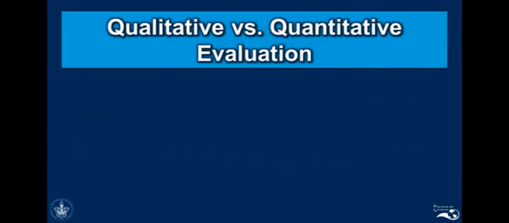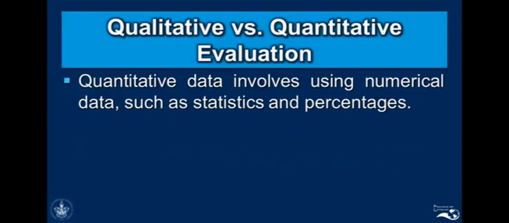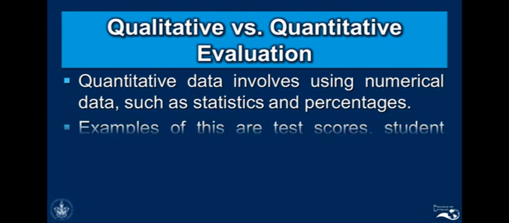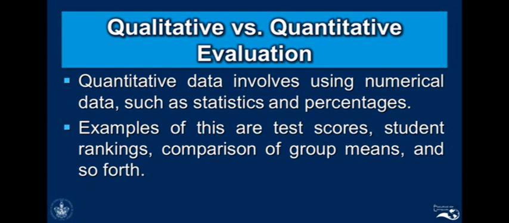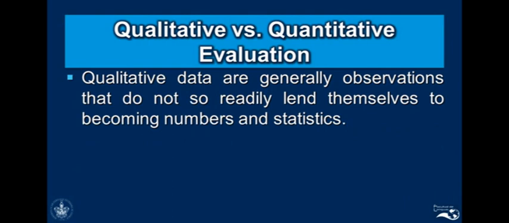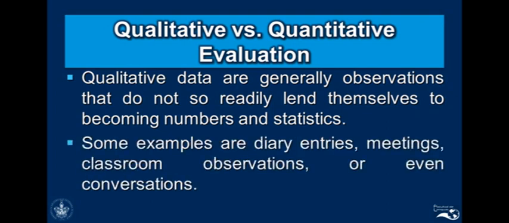Now, as far as qualitative and quantitative evaluation are concerned, we can say that quantitative data involves using numerical data such as statistics and percentages, for example, test scores, student rankings, comparison of group means, and so forth. On the other hand, qualitative data are generally obtained from observations that do not readily lend themselves to becoming numbers and statistics. Some examples could be diary entries, meetings like classroom observations, or even conversations.